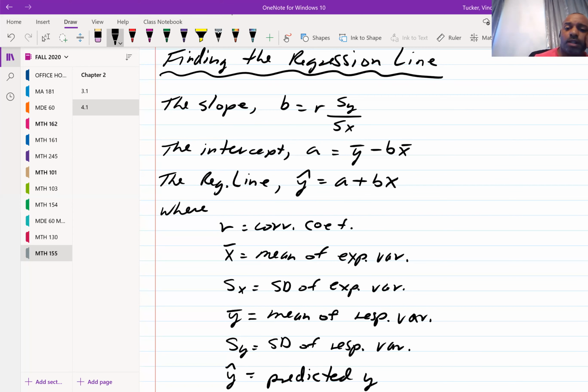So we talked about last class about R and what that is. That's our correlation coefficient. And then X bar is the mean of our explanatory variable. S sub X is the standard deviation of our explanatory variable. Y bar is the mean of our response variable. S sub Y is the standard deviation of our response variable. And then Y hat, that's how we say it. It's a hat. That's our predicted Y.